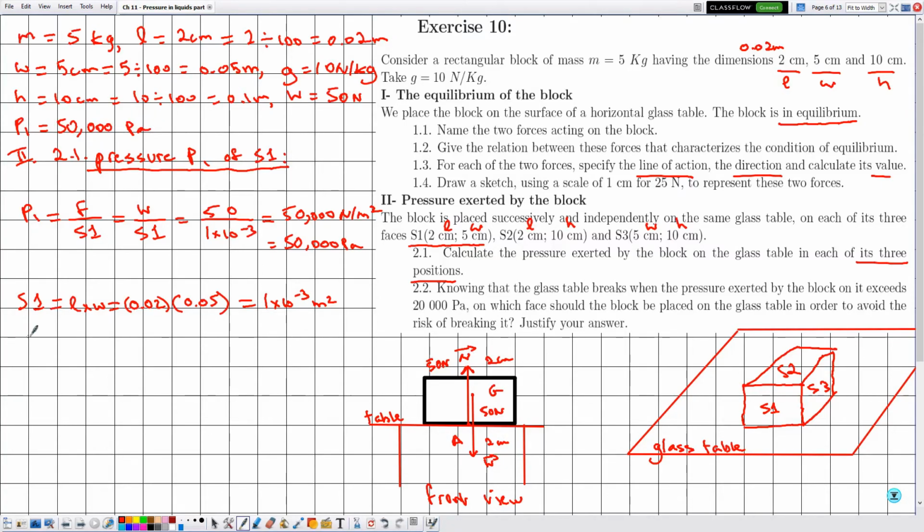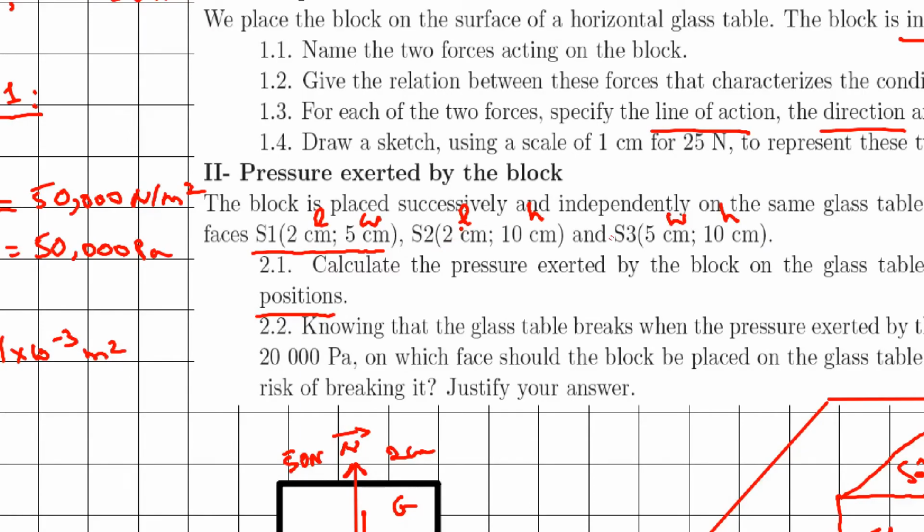Now as for the pressure P2 corresponding for the face S2, similarly, P2 is given by F divided by S2. So it's equal to the weight divided by S2. Now the value of the weight is given by 50. It's left to determine the value of S2 corresponding for the face given by the length and the height.